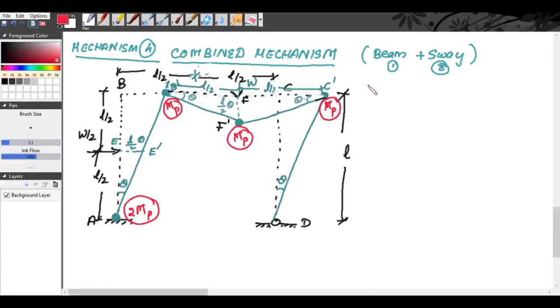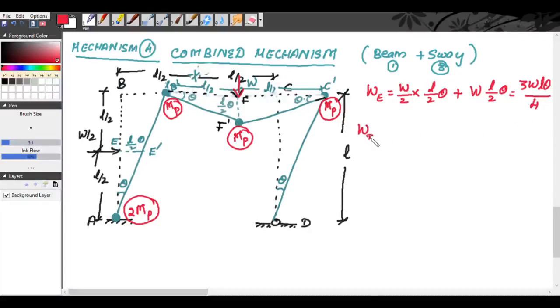Now our external work done will be equal to: we have an external force at E and an external force at F. Here the external force at E is W by 2, so W by 2 load into the distance in the moment diagram, that is E dash, L by 2 theta, plus there is another external load at F, so W into this distance F dash, L by 2 theta. So W into L by 2 theta. Totally we get 3WL theta by 4.